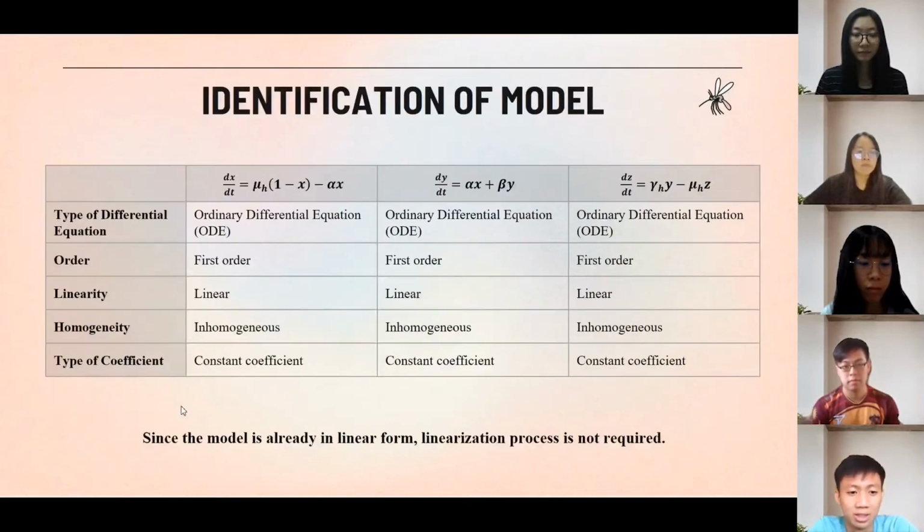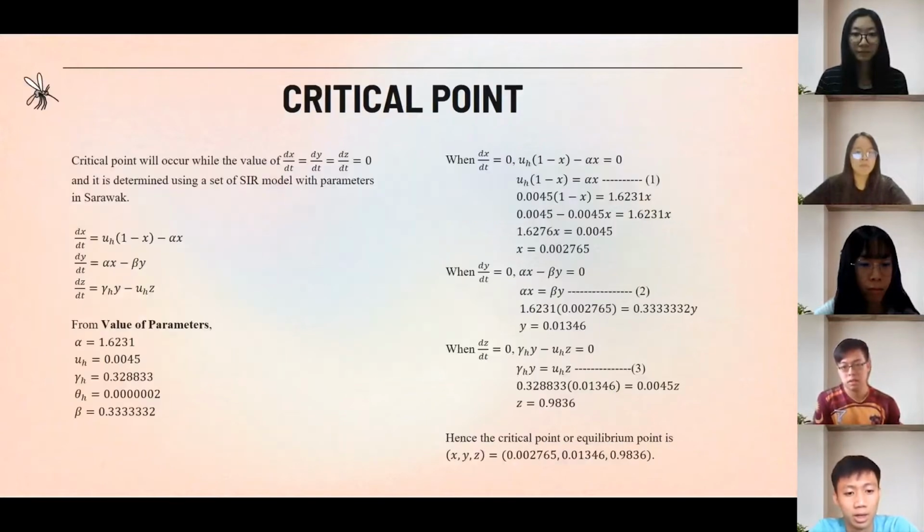Okay, next. For the identification of the model, we have 3 equations over here, and all of them are ordinary differential equations, and they are first order, linear, inhomogeneous, and the type of coefficient they have are constant coefficients. Since the model is already in linear form, the linearization process is not required. And then for the critical point, we all know that the critical point will occur when the values of dx/dt, dy/dt, and dz/dt are equal to 0.